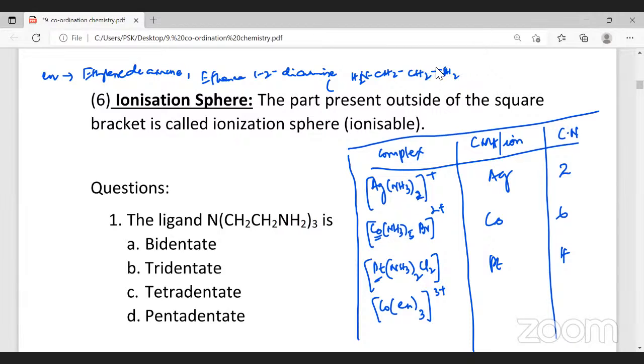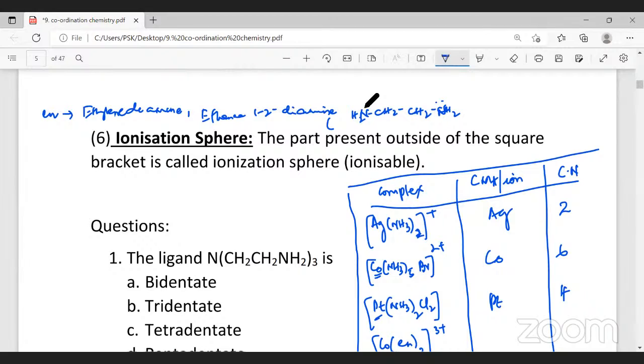NH2, sorry, this is NH2. This nitrogen donates a pair of electrons, and this nitrogen donates a pair of electrons. It donates 2 pairs of electrons. Can I say now ethylenediamine behaves like 2 monodentate ligands? Yes or no? Yes, sir.